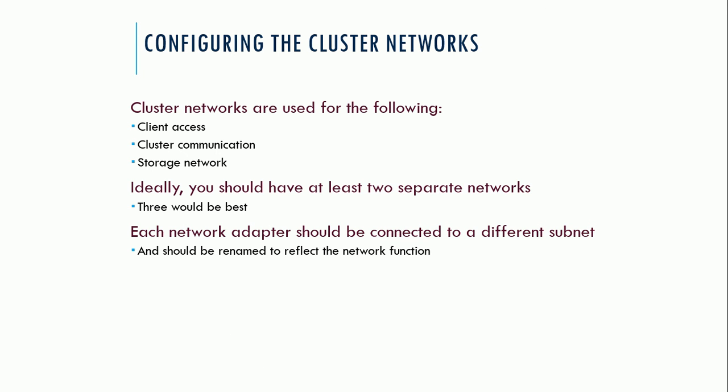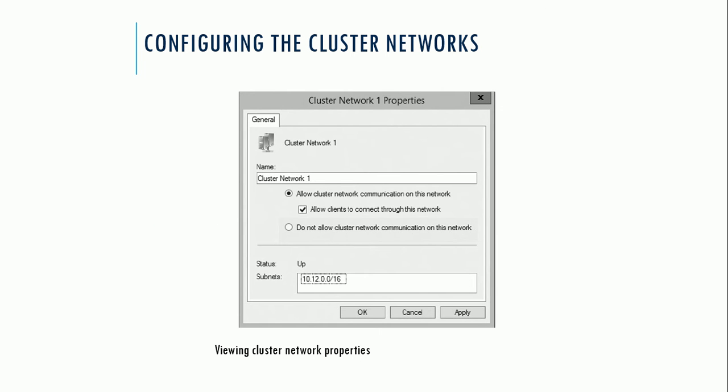I've seen this done with 2, and it seems to work okay. Each network adapter should be connected to a different subnet and should be renamed to reflect the network function. In other words, that way you remember which one is for which, right? So you can rename the network adapter and say it's for client access or for cluster communication. And this is, of course, where you would do that.